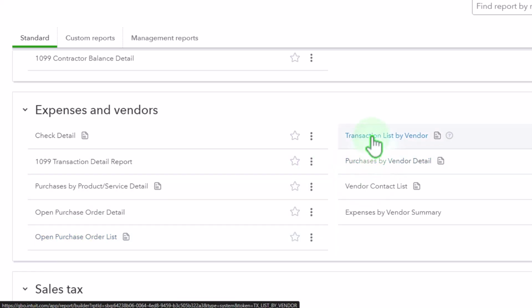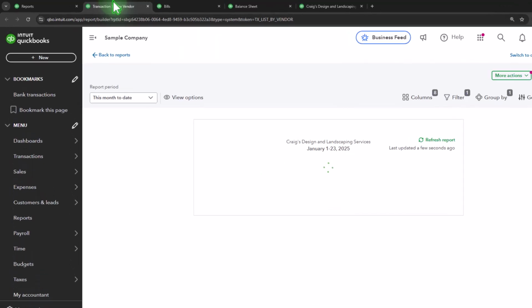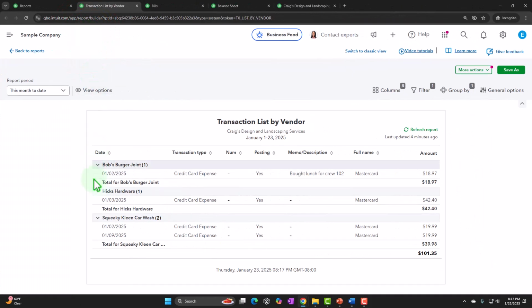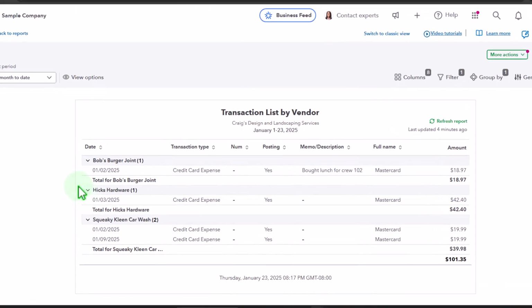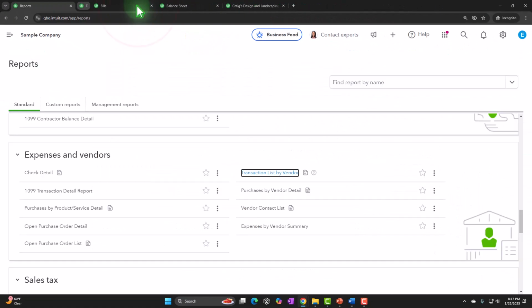We've got the transaction list by vendor. So now we can take a look at the transactions broken out by who we paid. So on the income statement, we have the expenses for what we paid for by category. These are now the expenses by who we paid, right? So I'm going to close this back out.